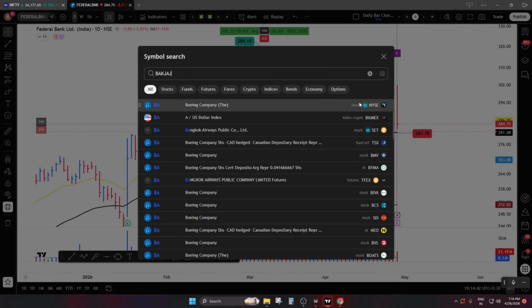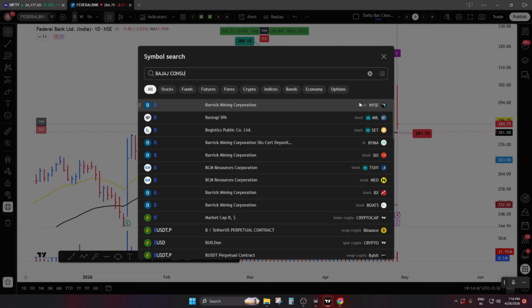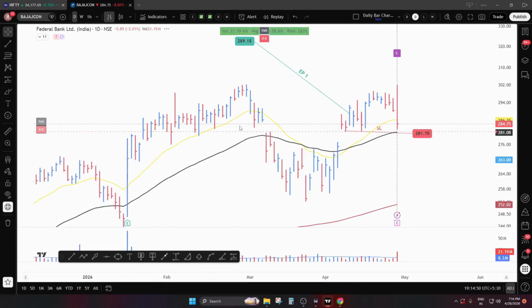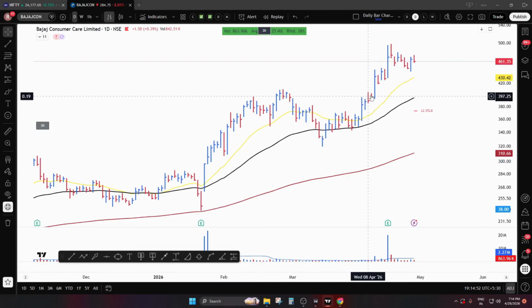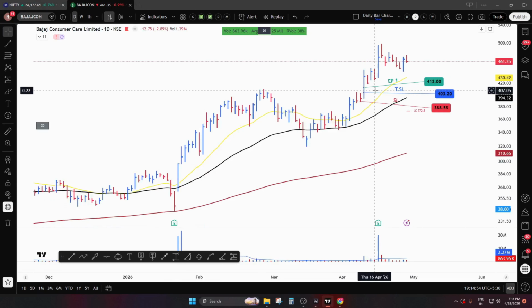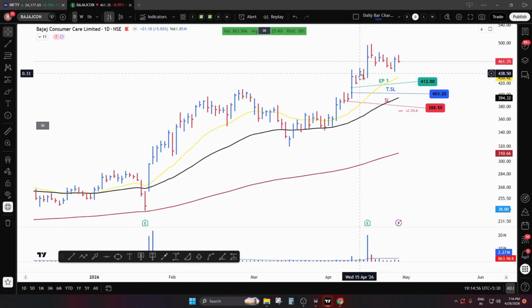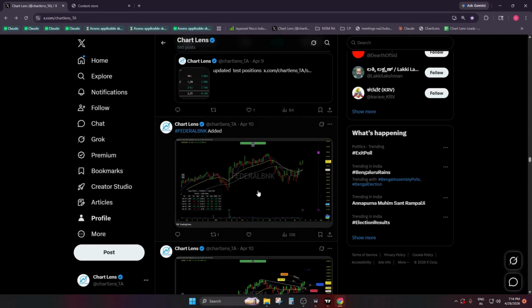And let me take it to the Bajaj Consumer. Look at this, I took this day and then it went good. But actually because of earnings, I exited somewhere this day, I guess. So this was a quick trade, and then I booked with I think 0.5 risk profit, I guess, portfolio level.